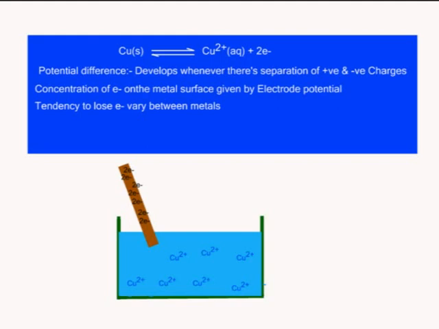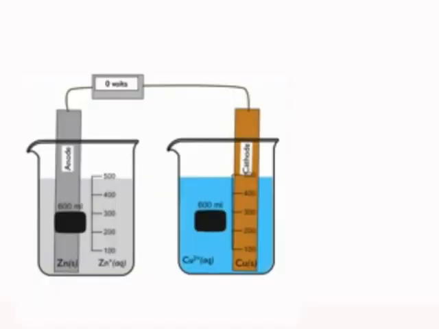Logically, it is not possible to measure the electrode potential of a single half cell. So what we do is connect two half cells and measure the potential difference between them. The potential difference causes the flow of electrons. For example, I can measure the potential difference between a zinc-zinc ions half cell and a copper-copper ions half cell using the setup as shown on the screen.